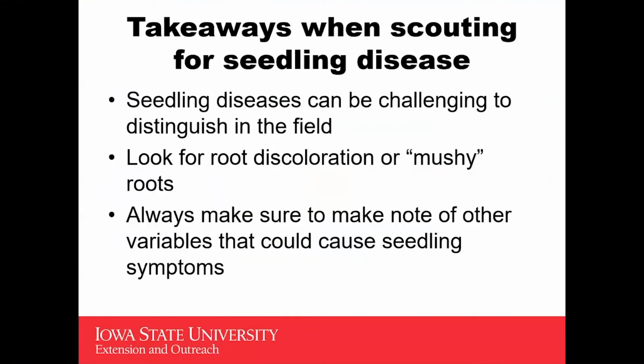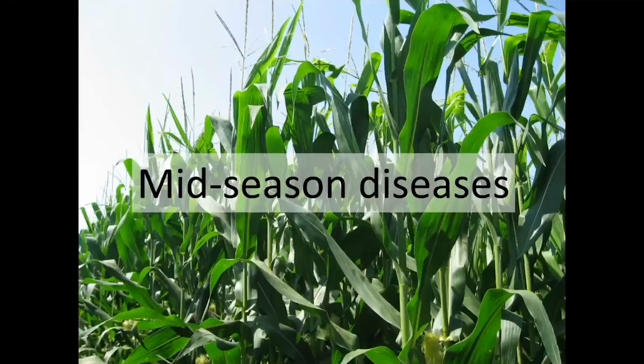Just got some take-home points for you about seedling diseases. Like I said, they're challenging, but you're going to look for discolored or mushy or squishy tissue compared to the firm white tissue of healthy root systems. And always make sure to note other variables. I've been harping on this for the most part through the whole presentation, and yeah, there's other things that can cause plants to stunt and not look right in the spring, and so make note of anything else that might be going on. So again, we're kind of rushing through, but like I said, I can't cover it all.